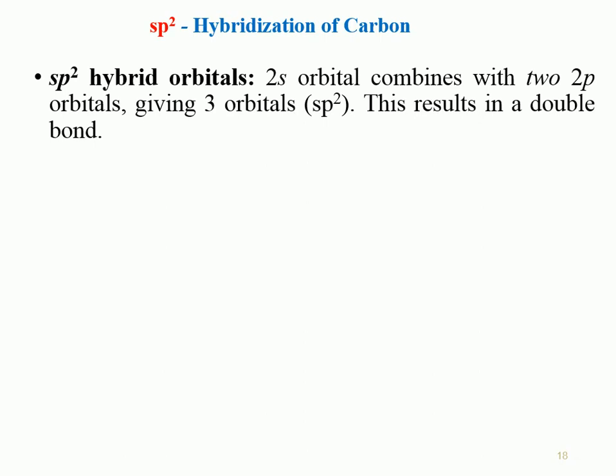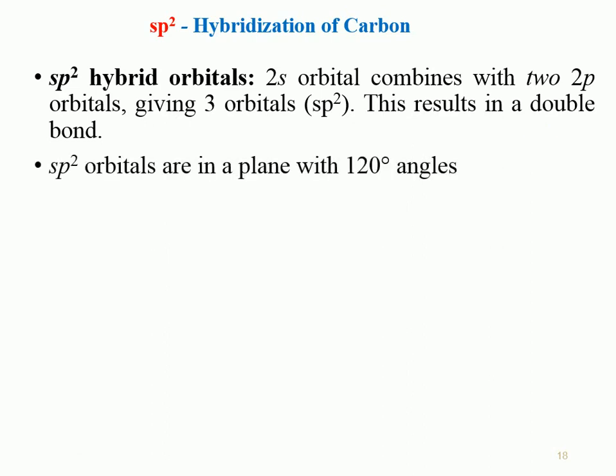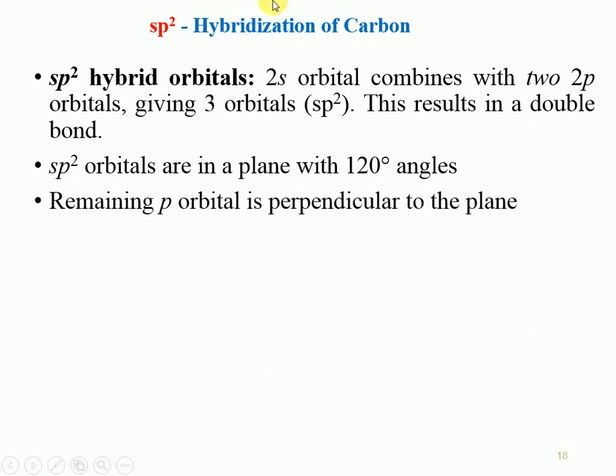The sp2 hybridized orbital is the mixing of one 2s orbital with two 2p orbitals. So a total of three sp2 hybridized orbitals will be formed, and this results in double bond formation. The sp2 orbitals are in a plane, so the geometry will be trigonal planar. The expected bond angle will be 120 degrees. The remaining p orbital will be perpendicular to the plane.